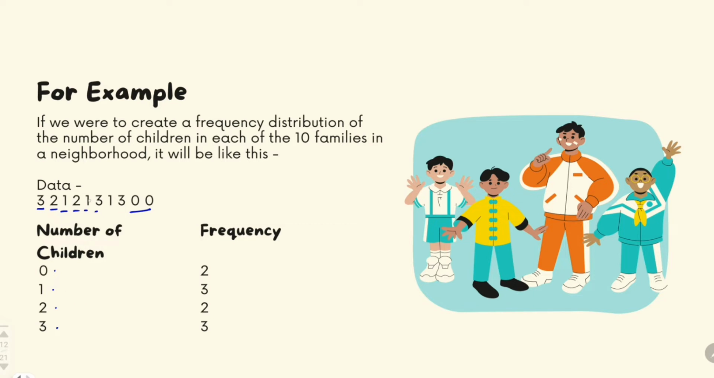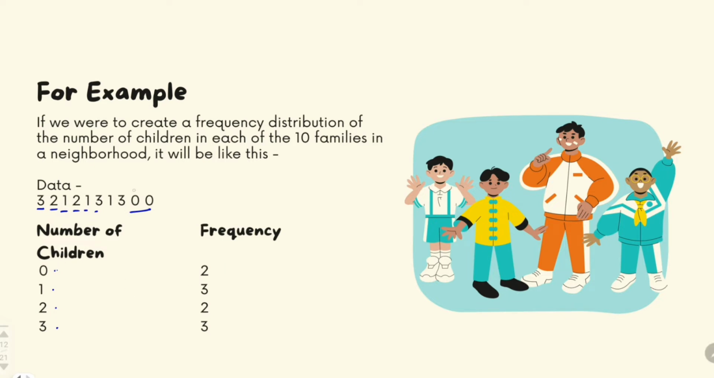So 0, 1, 2, 3. These are distinct discrete values. They are not continuous. It's not like 0 to 1 child, 0 to 1 child. That doesn't make sense, right? We can't have 0.5 child there. Either you have a child or you don't have a child, right? That's the difference here. That's why this is called discrete.